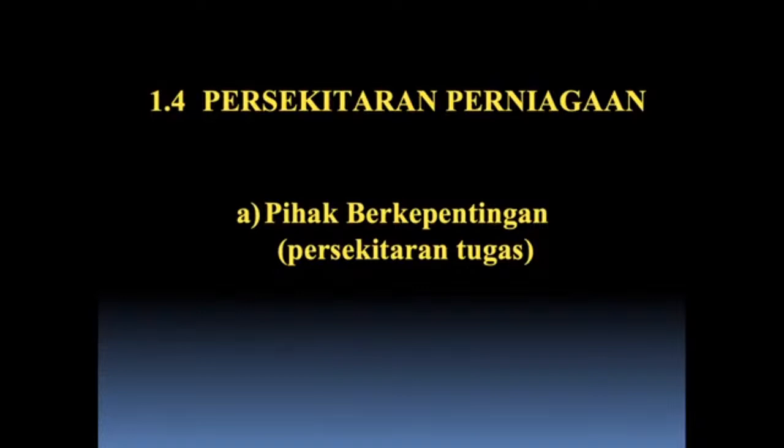Baiklah, kita tengok persekitaran yang pertama, iaitu persekitaran pihak berkepentingan. Persekitaran yang pertama adalah pihak berkepentingan yang juga dahulunya dikenali sebagai persekitaran tugas. Dulu dikenali sebagai persekitaran tugas. Bagi peniaga, pihak berkepentingan perlu diberi perhatian serius kerana ia berkaitan langsung atau memberi kesan secara langsung kepada perniagaan. Ini bermaksud jika pihak berkepentingan ini tidak baik, maka memberi kesan tidak baik secara langsung kepada prestasi perniagaan. Dan begitulah juga sebaliknya.